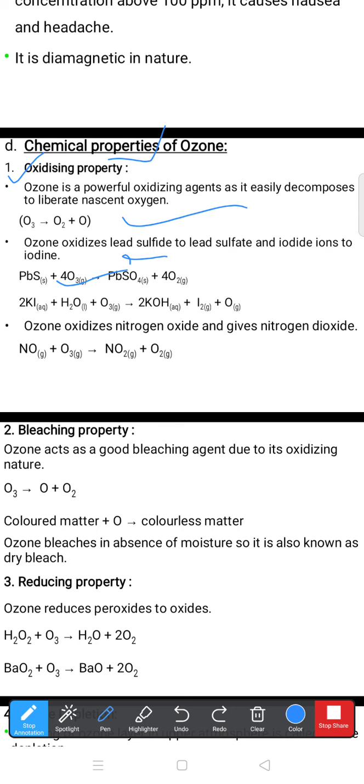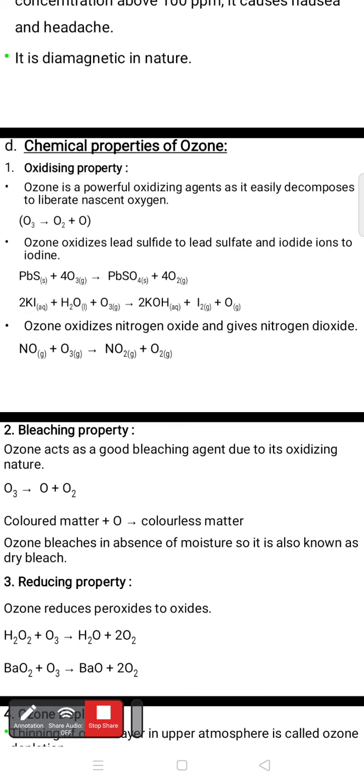In the next reaction, 2 KI aqueous plus H2O liquid plus O3 gas gives 2 KOH aqueous plus I2 plus O2 gas plus nascent oxygen. Then ozone oxidizes nitrogen oxide and gives nitrogen dioxide. How? Nitrogen monoxide gas plus ozone gas gives nitrogen dioxide gas plus oxygen gas. So in this way, I discussed the oxidizing property also.